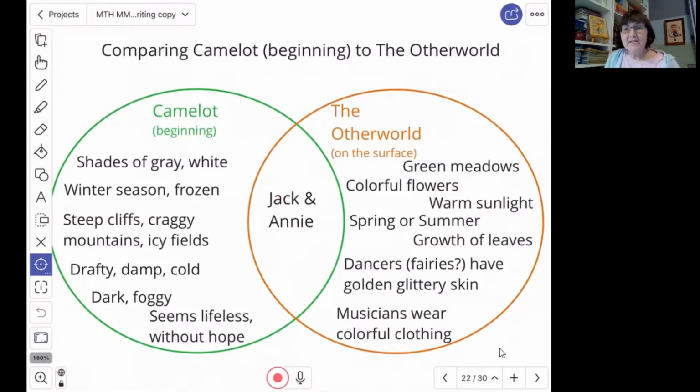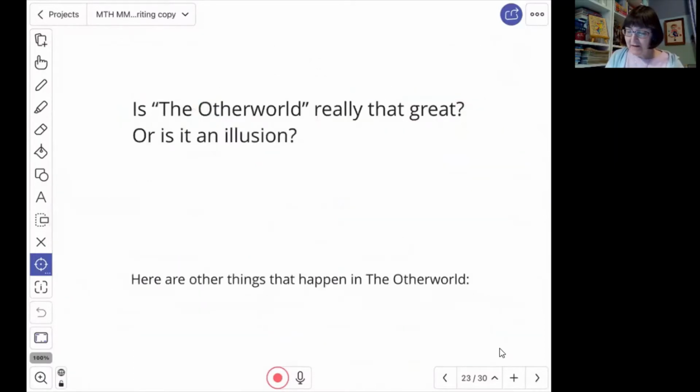So now that we have this information on our Venn diagram, we can use our Venn diagram to just start doing some thinking, getting organized, seeing the difference between things. So here on the Venn diagram, we are getting an idea of how these two places look different on the surface. But is the other world really that great? Or is it an illusion?